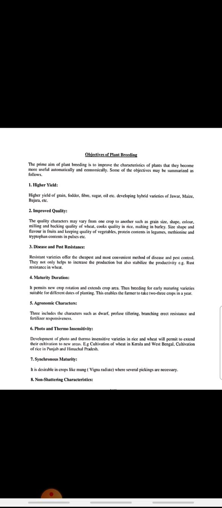seventh is synchronous maturity, eighth is non-shattering characteristics, ninth is determinate growth habit, tenth is dormancy, eleventh is varieties for new season, twelfth is moisture stress and salt tolerance, thirteenth is elimination of toxic substances, fourteenth is wider adaptability, and fifteenth is suitability for mechanical cultivation.